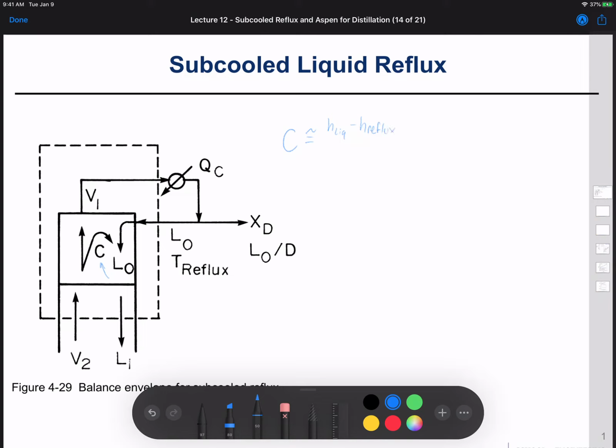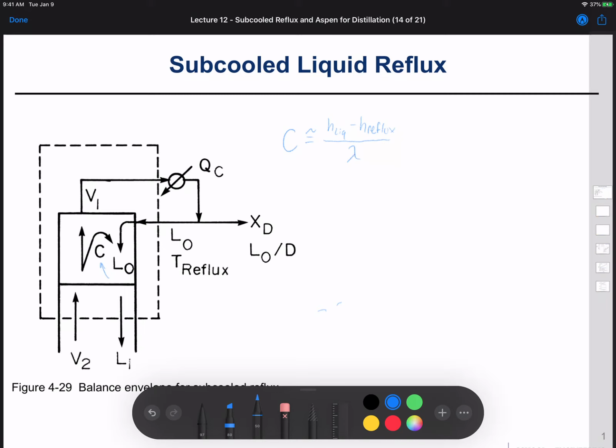So we're expecting that the reflux that's coming back to the column is subcooled, and so that enthalpy is going to be a little bit less than the H liquid here, which is the saturated liquid enthalpy. So we're expecting to have some number that's greater than 0 in the numerator. And then that's going to be divided ultimately by the latent heat of vaporization.